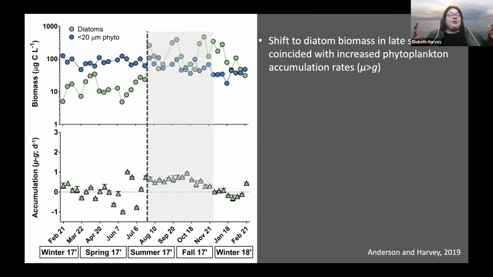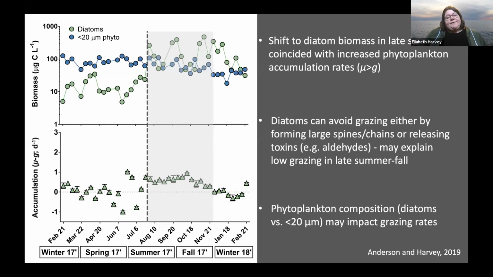So if you have positive accumulation, that means that your phytoplankton community is increasing over time. If you have a negative accumulation, meaning your population is getting smaller. So the shift to diatoms coincided with a shift in positive accumulation, which meant that phytoplankton were accumulating in the system. And there's a variety of reasons for this.